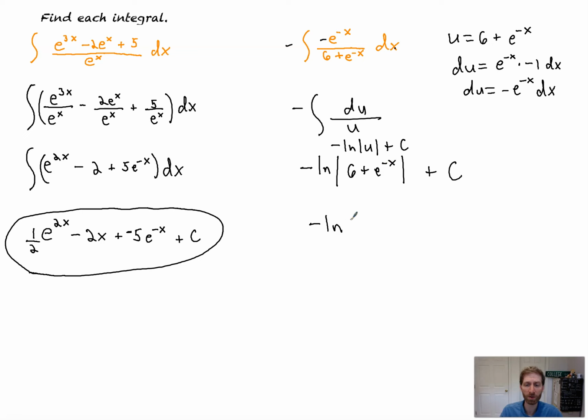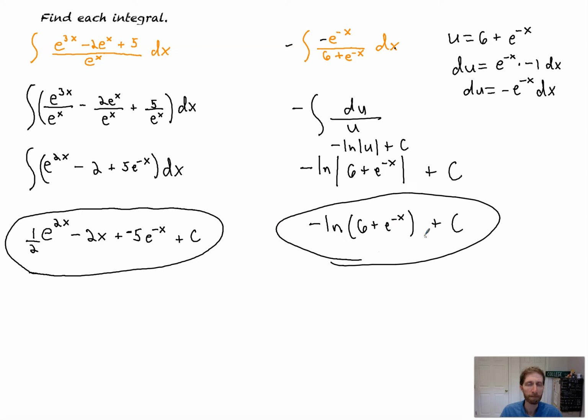6 plus a positive number is always positive. So technically, you only need parentheses to group things. You don't need the absolute value, technically. All right, not so bad.